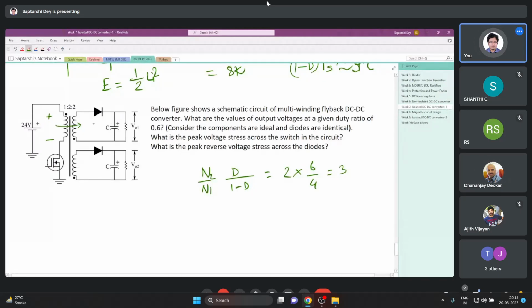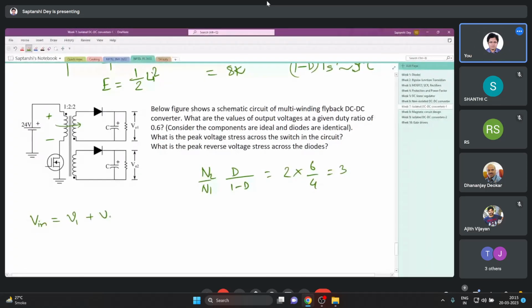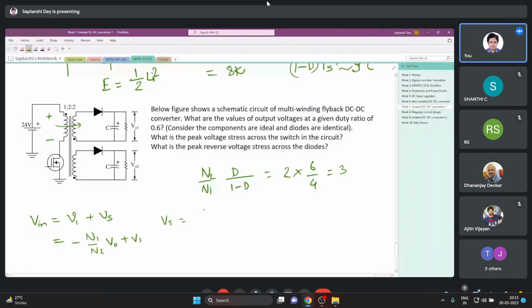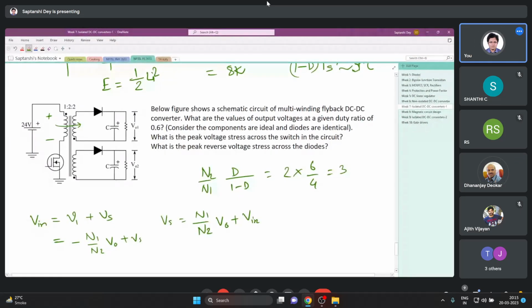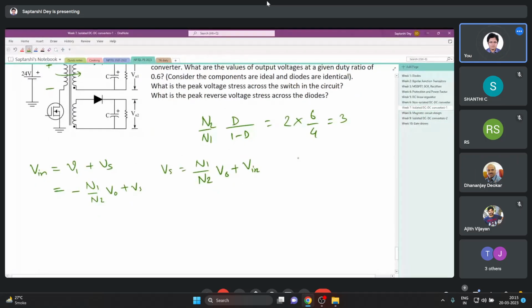Let us consider a circuit of flyback with one secondary only. Then we have to consider only one secondary here. If there are multiple secondaries, we will discuss that. So if there is only one secondary, let us forget the other one. Then what is the equation? The equation is V in equals V1 plus Vs, and Vs becomes n1 by n2 V out. So the reflected secondary voltage plus the source voltage V in. So it is n1 by n2 VO plus V in, but that is for when one secondary is there.